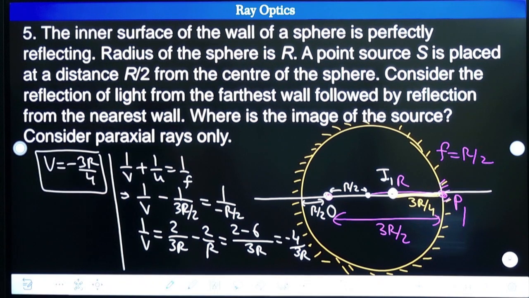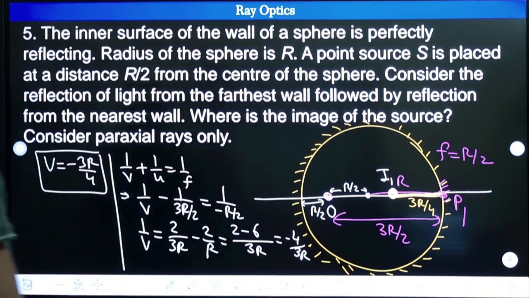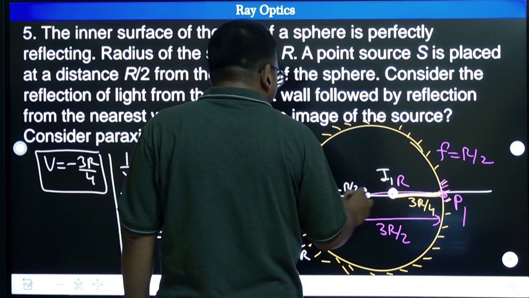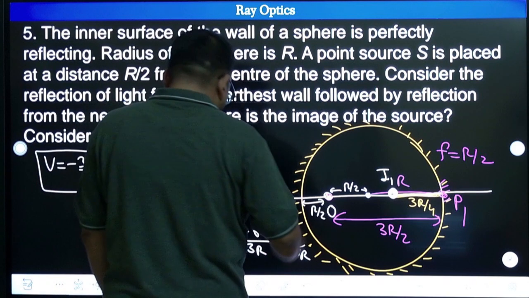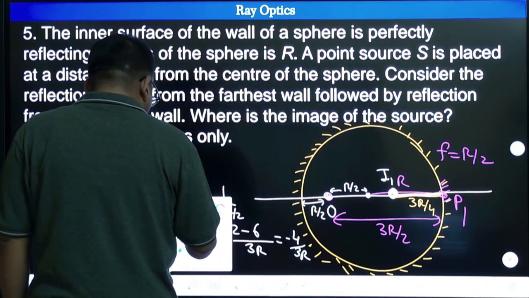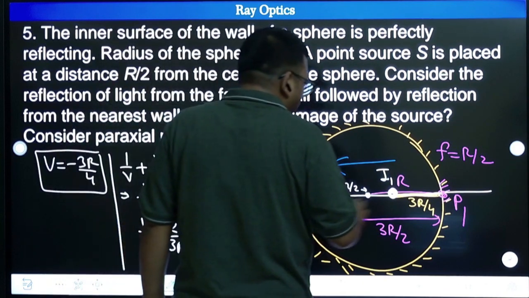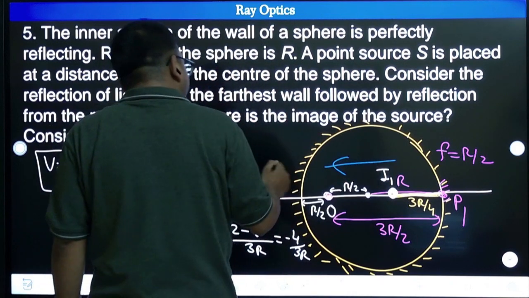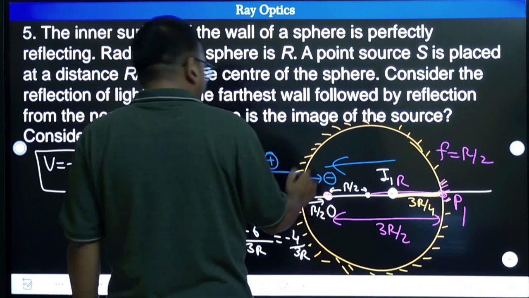Next, this image is getting reflected from this surface, and then we get the final image. Where is the final image formed? Note that the rays will be going this way. The direction of the rays is important. First the rays have gone this way and reflected. Now the rays are coming this way. So for this second reflection, this direction you have to take as positive and this direction as negative.